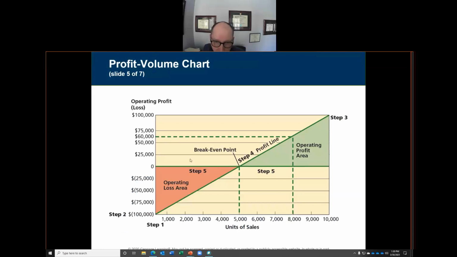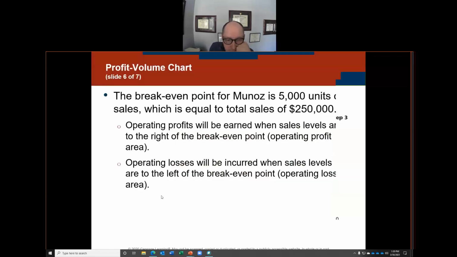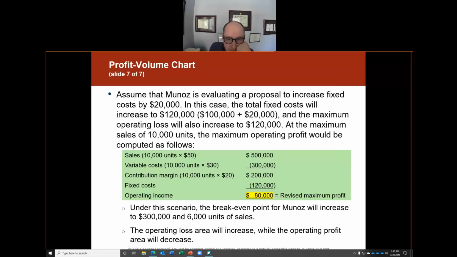If I graph that out, how did I get my 100,000? Fixed cost here, you see how it works, right? I sell 8,000 units to get $60,000 profit. 0 and 5,000 is break even, and then of course there's the loss. I just kind of showed you how that all works. But just remember the concepts. Sales minus variable costs equals contribution margin minus fixed costs equals operating income.